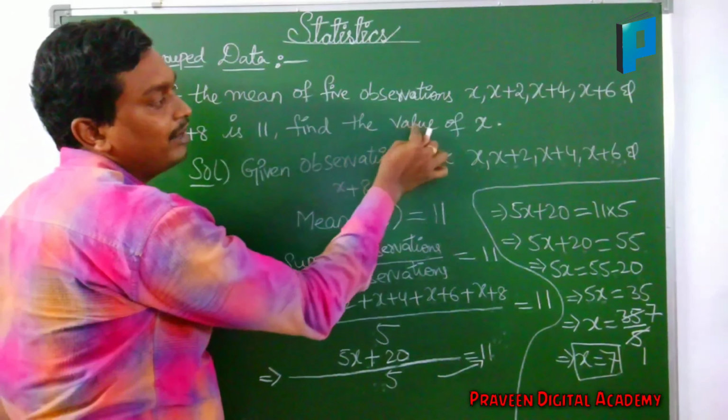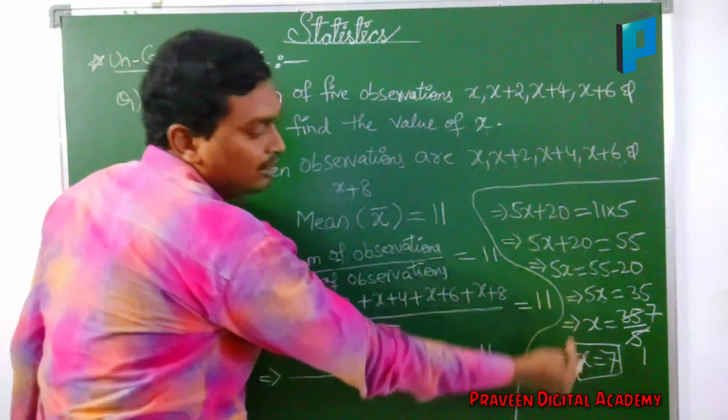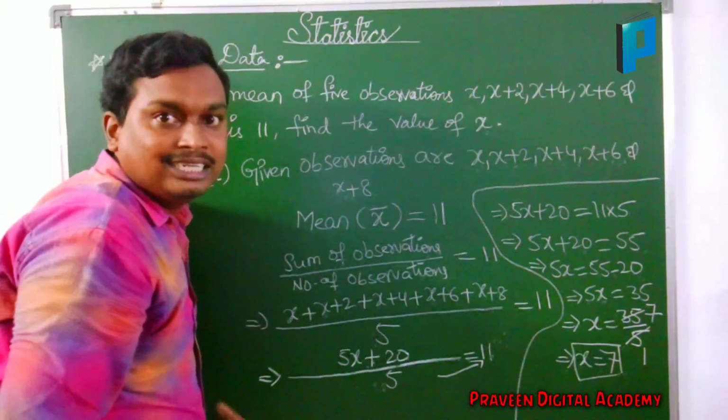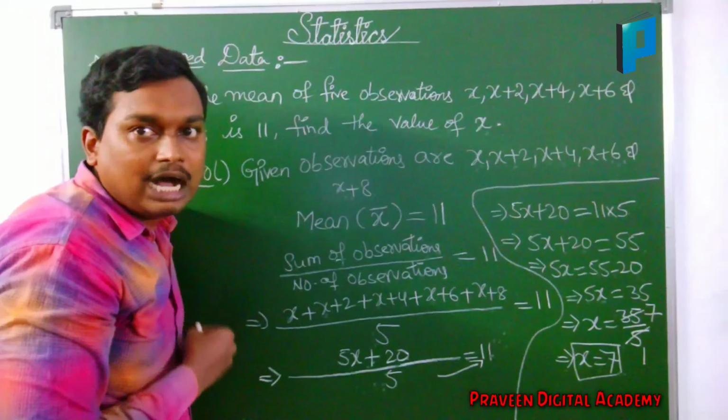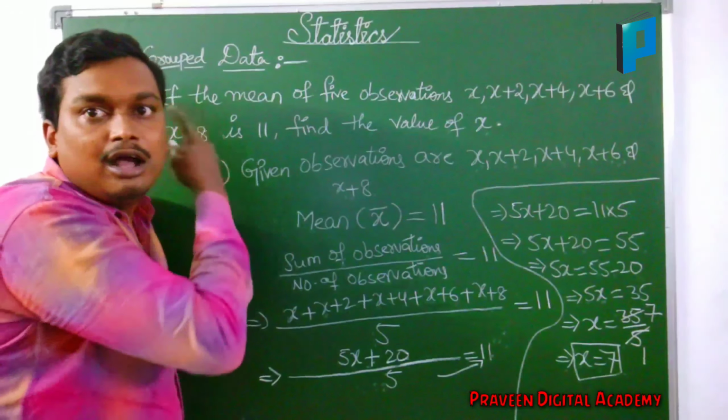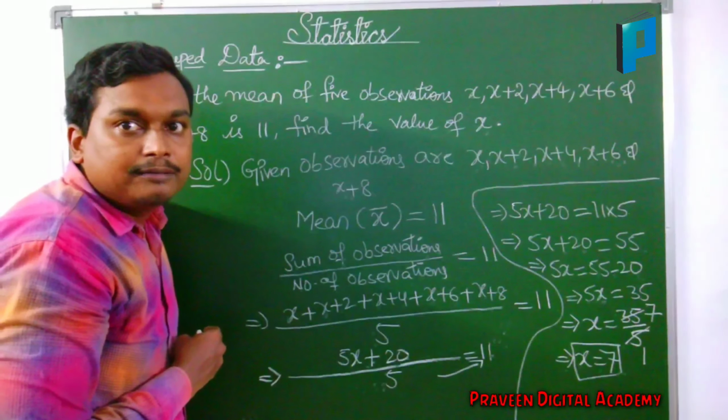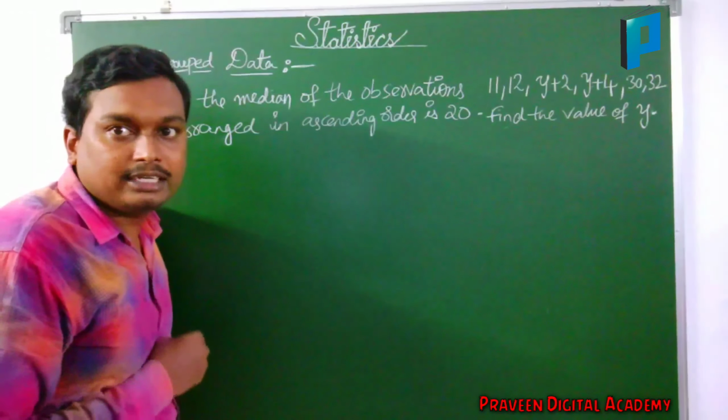Here what are they asking? Find the value of x. They asked, and we got the value of x is 7. In this way, we will find the missing observations in the ungrouped data. Now let us go for the next question.